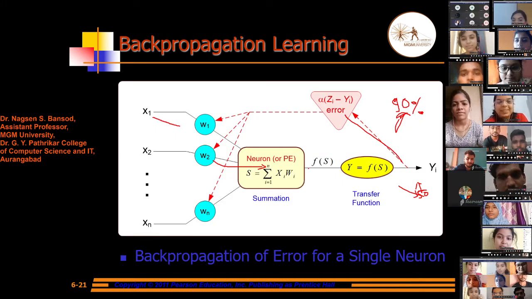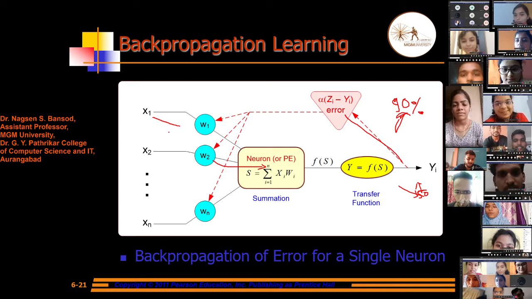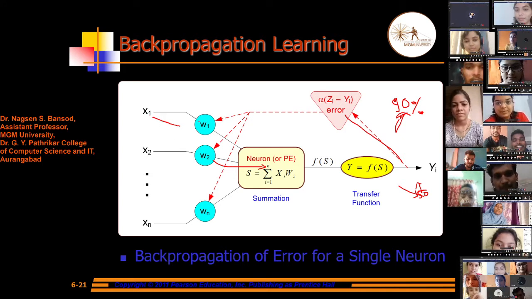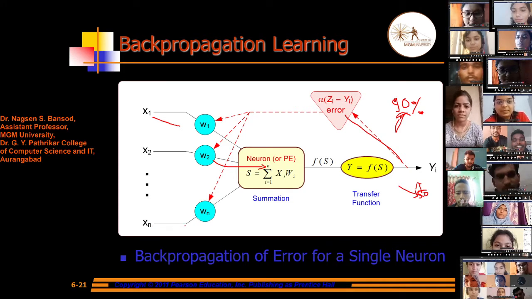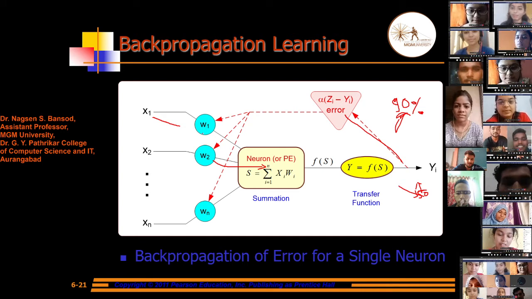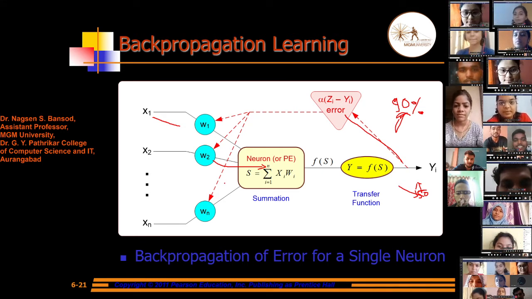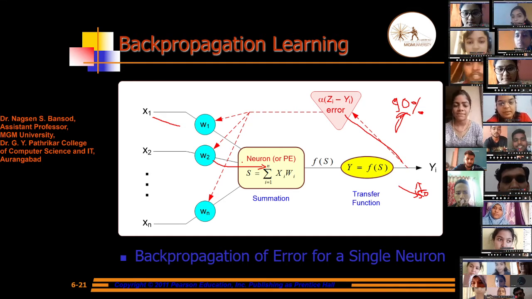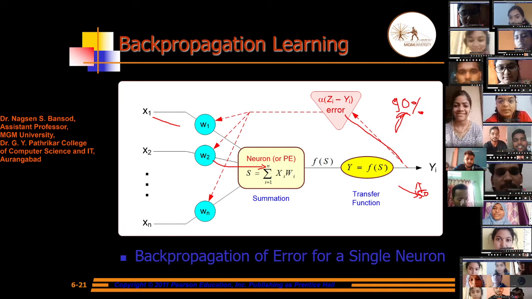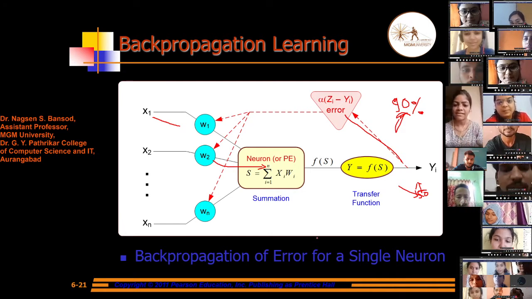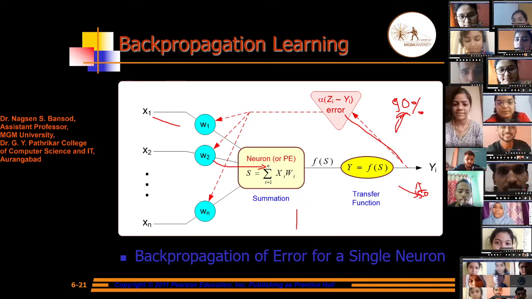Means reading the input x1 into w1, x2 into w2, xn into wn, all summations plus their output, and then we will compare with desired output. This step will be repeated again and again until we reach our output.